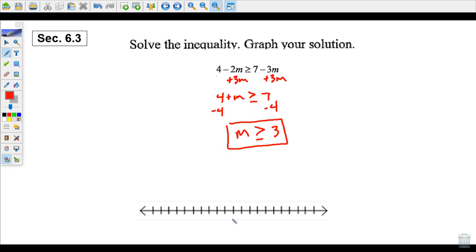So again, put my 0 in the middle. I'll go every other one just to space it out. There's 1, 2, 3, 4, and 5. If you want, you can complete these over here. -1, -2, -3, -4, -5. M is greater than or equal to 3 means solid dot on 3, and it's greater than or equal to, so it goes to the right.